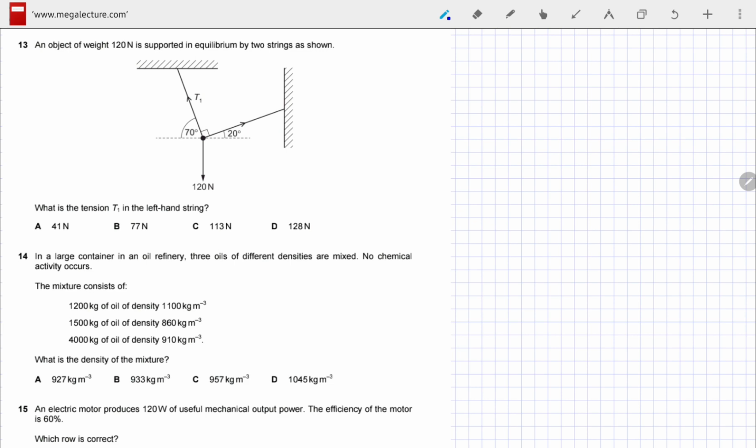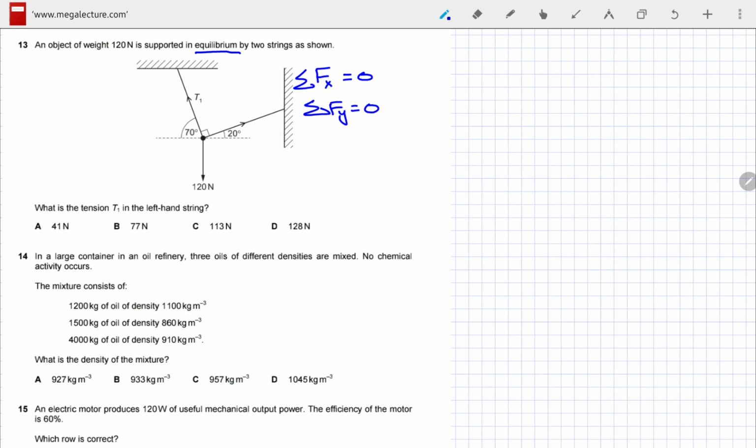Question number 13, we are given an object of 120 Newtons supported in equilibrium by two strings as shown in this figure, and we are asked to compute the tension T1 in the left string. Because it's in equilibrium, we can use what is known as the force balance. The sum of the forces in x direction would be 0, and the sum of the forces in y direction should also be 0.